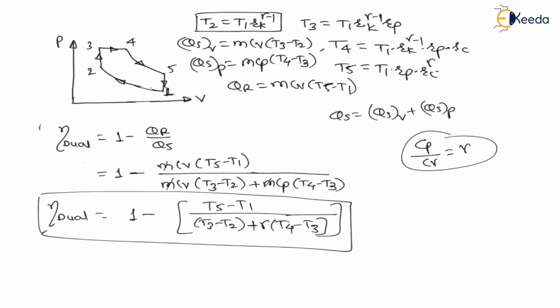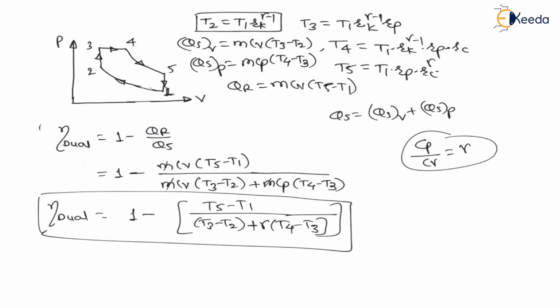In the exam, they can directly ask you this formula also, right? And my dear students, we have to check the other formula in terms of compression ratio, expansion ratio, cutoff ratio and pressure ratio or explosion ratio. So let us replace all the temperatures in the form of T1. So here T5 in the form of T1, T4 in the form of T1, T3 in the form of T1 and T2 in the form of T1. Put all these temperatures in the form of T1.